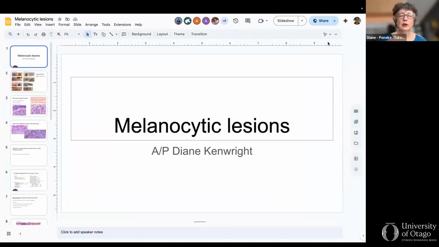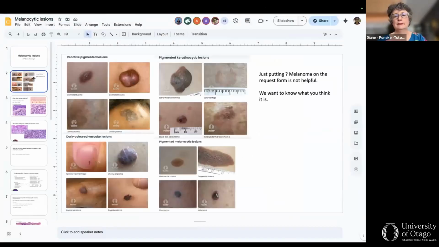You will, I'm sure, have learned about junctional nevi and compound nevi and intradermal nevi, but mainly we are going to do conj ones. Let's start with this slide here. So this is my view of various kinds of pigmented lesions.